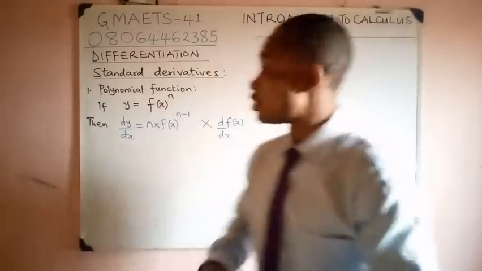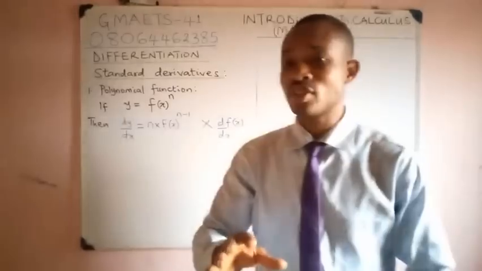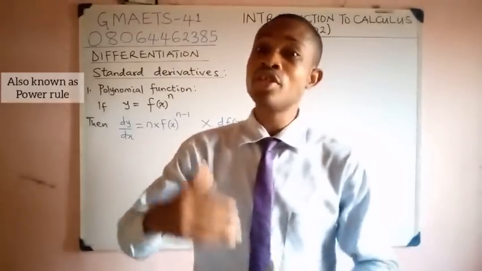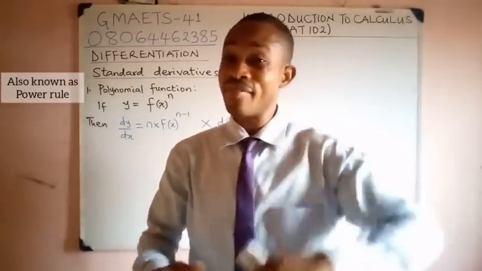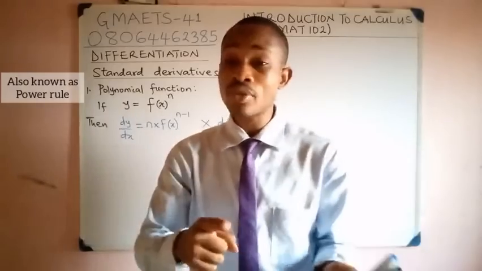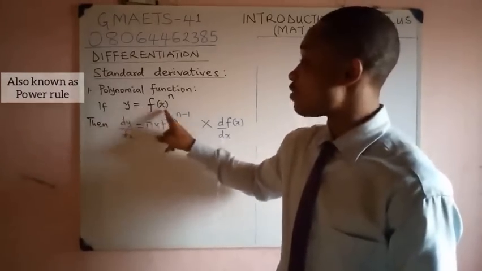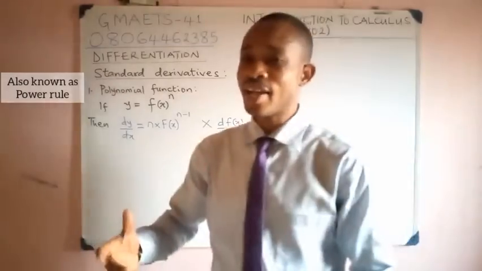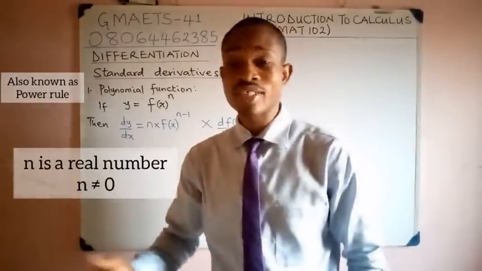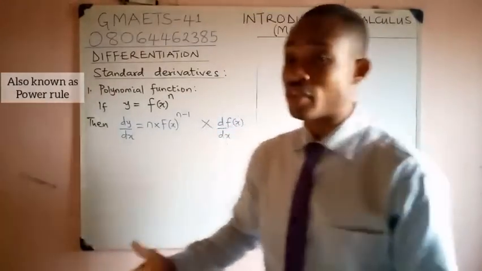The first we have on the board is the polynomial function. A polynomial function is one in which the variable is raised to a given power. The power is a number, as the case might be. You can see that here. This is y equal to f of x raised to the power n. n can be a whole number, it can be a fraction, it can be positive, it can be negative.